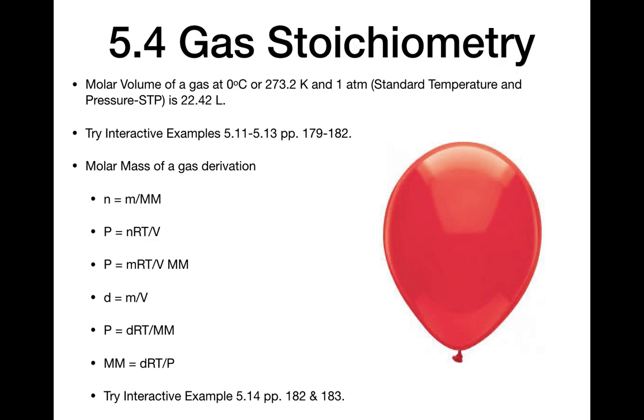You can also find the molar mass of a gas using this derivation from PV equals nRT. Basically, if you consider moles to be the mass of a gas divided by its molar mass, then P equals nRT over V, which is a version of PV equals nRT, can be rearranged to make P equals mRT over V times molar mass. Then recognizing that mass over volume is density, you can get D equals m over V, or P equals dRT over molar mass. Rearrange that and solve for molar mass, you get molar mass equals dRT over P. So some interactive examples to help you with dealing with moles of gas are 5.11 through 5.14.